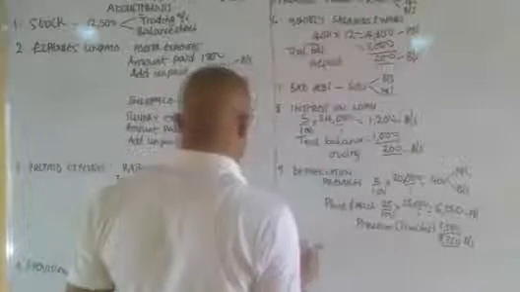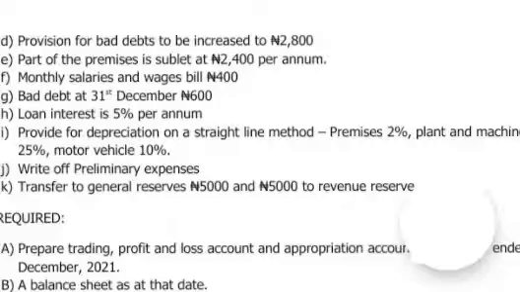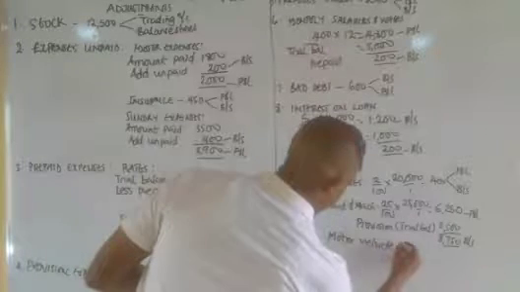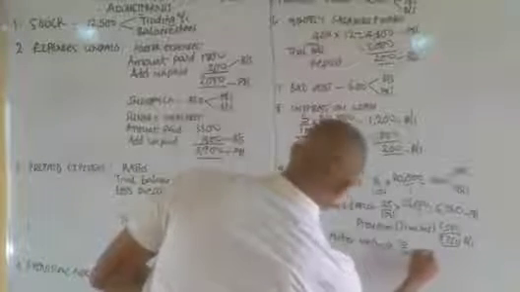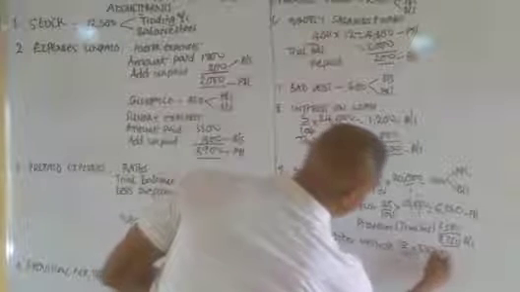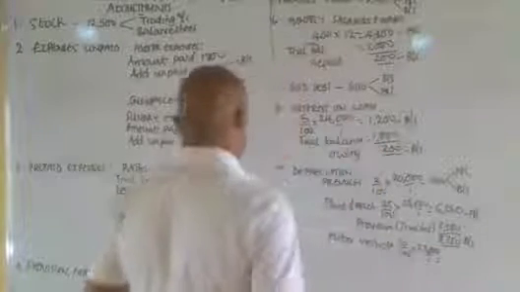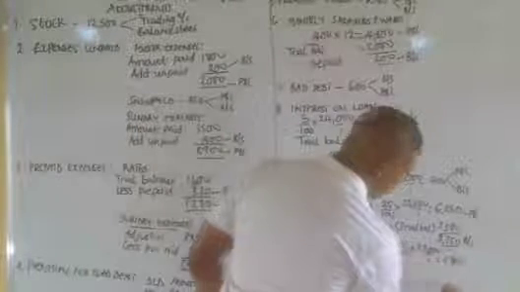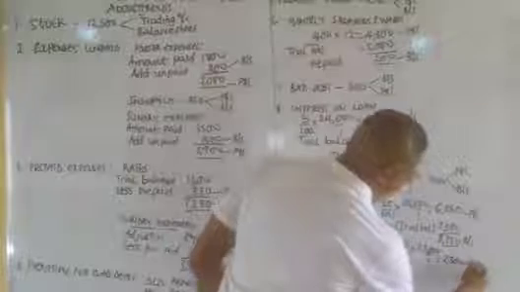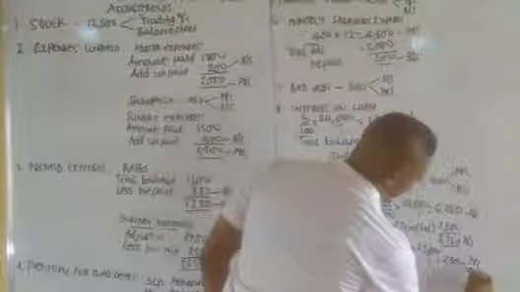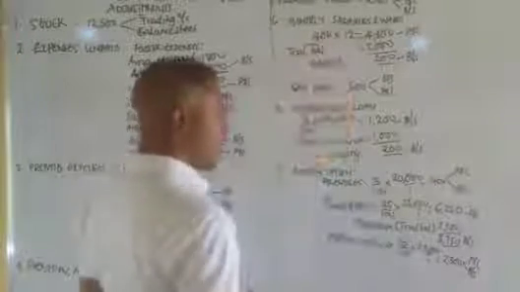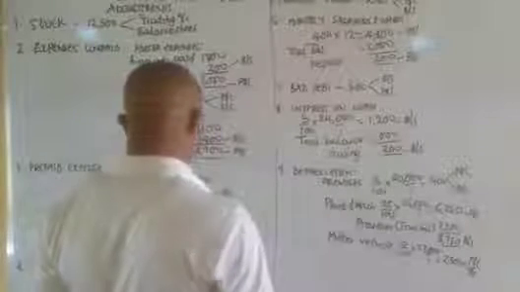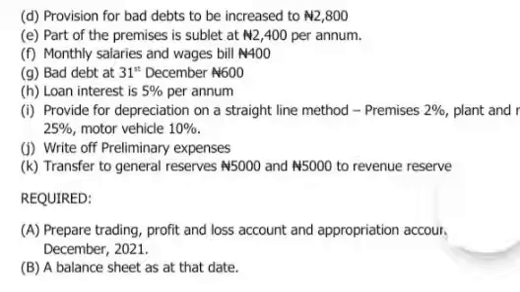So, now the next one is motor vehicle. And motor vehicle is 10% on the cost of the asset. So 10% of 23,000 will give us 2,300. Okay? Which is for profit or loss and also balance sheet. Okay. Now, the next adjustment said write off preliminary expenses.